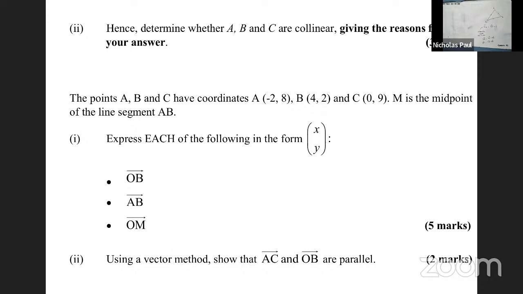Well, A is the point, the position vector is OA, right? So yes, you have OA there, but you can't write it like that. So you have to write it vertical.